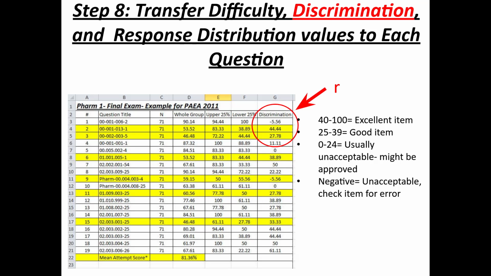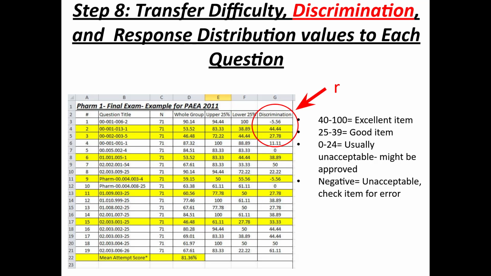So 40 to 100 is a well-accepted range for an excellent item in terms of discrimination. 25 to 39 is good. Less than 24, or less than 25, is usually unacceptable, but sometimes it'll be approved.